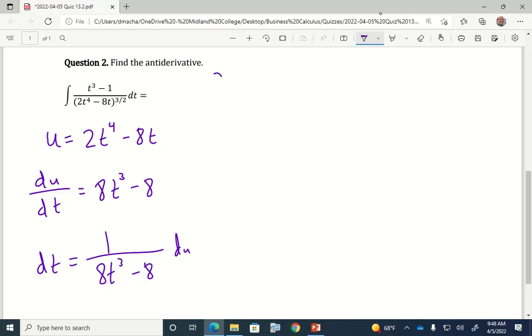So going back to the original, in the numerator I still have t cubed minus 1 divided by u to the power 3/2, times 1 over 8t cubed minus 8, times du. Perfect. Okay.